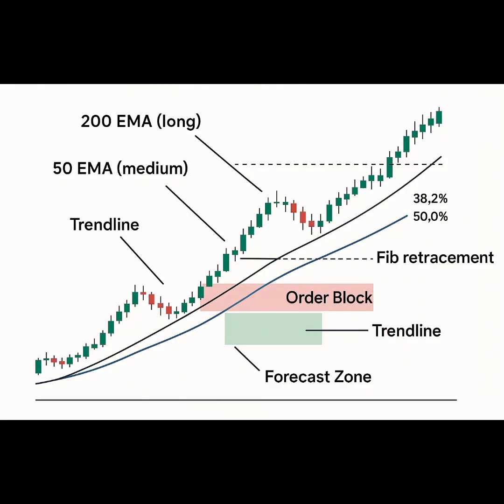Let's go over the tools that make forecasting continuation effective. First, moving averages, like the 50 EMA and 200 EMA, show you the trend direction and act as dynamic support or resistance. Next, trend lines help visualize pullbacks and breakouts. The Fibonacci retracement tool highlights key zones, like the 50% or 61.8% levels, where pullbacks often end. Lastly, order blocks reveal areas where institutions previously moved the market. Combine these tools to create a high-probability forecast.